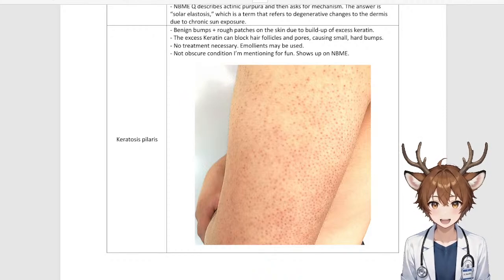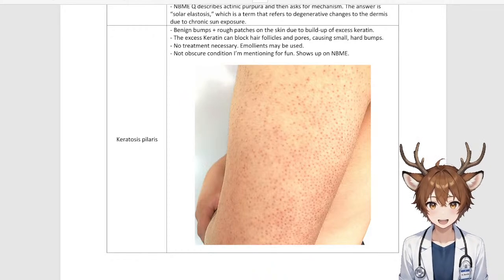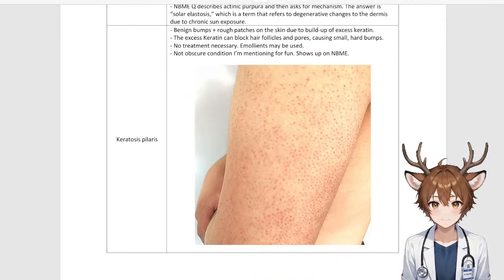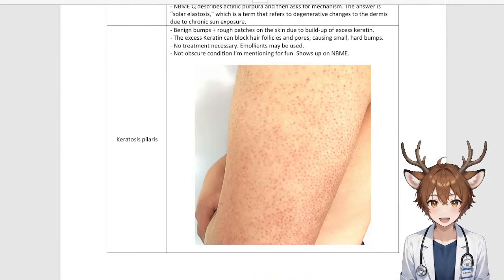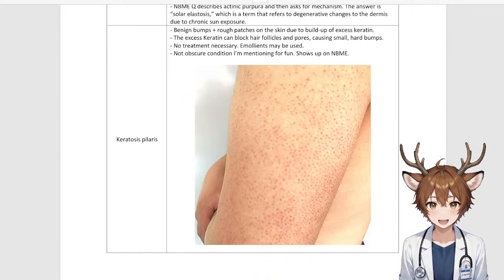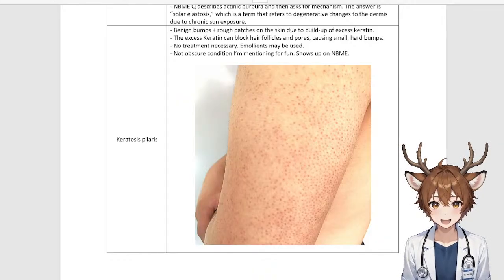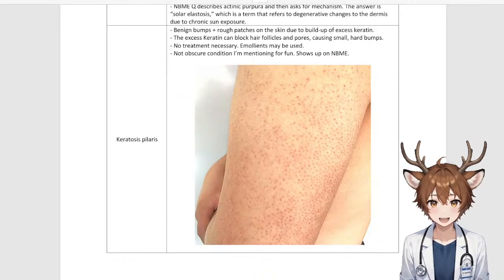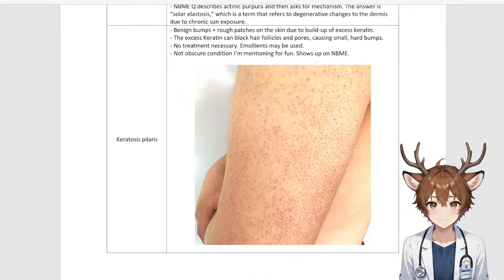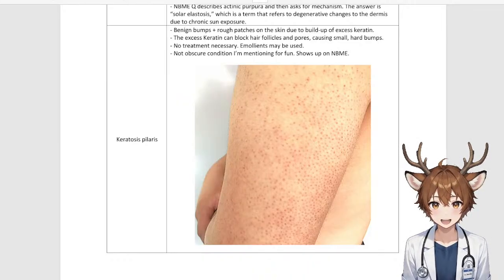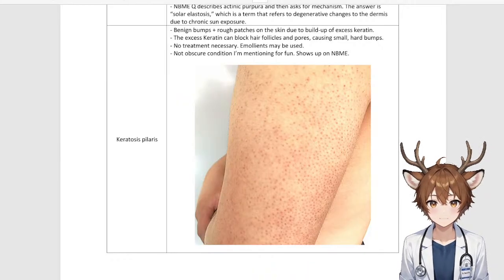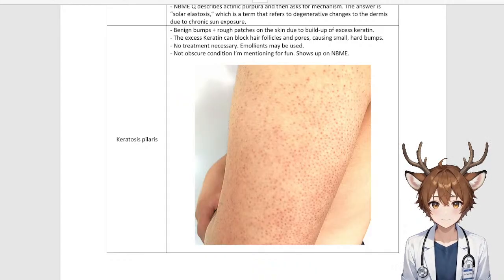Keratosis pilaris, benign bumps plus rough patches on the skin due to buildup of excess keratin. The excess keratin can block hair follicles and pores, causing small and hard bumps. No treatment is necessary. Emollients may be used. Not an obscure condition I'm mentioning for fun, it shows up on NBME. So that's keratosis pilaris.